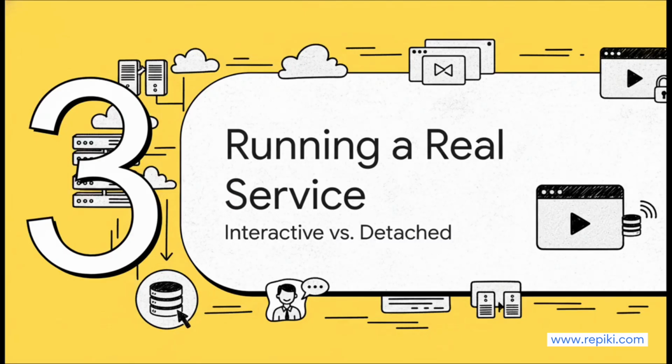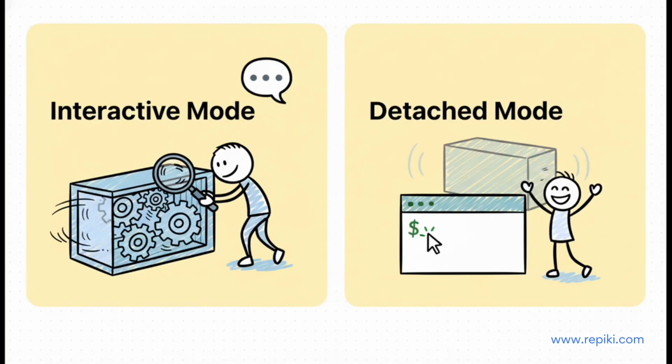Awesome, our ping worked, but let's be real, we usually want to run something more substantial, like a web server or a database, right? For these long-lived services, we need to understand the two different ways we can run containers. So you've got two main ways to go.